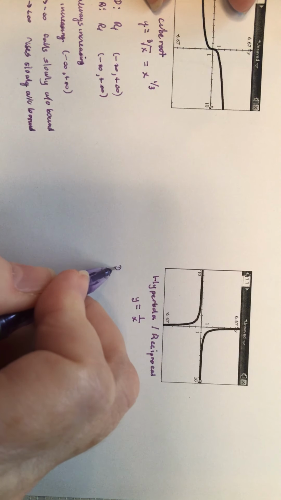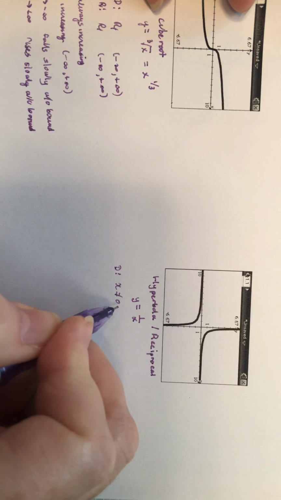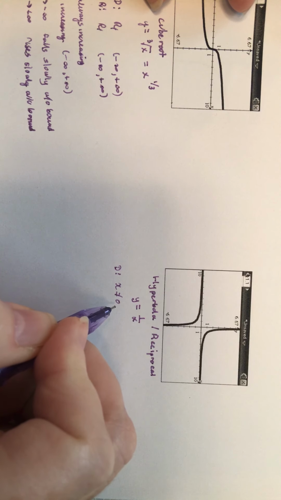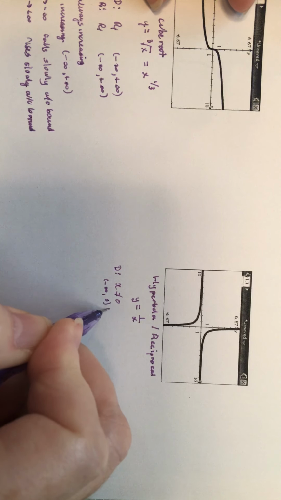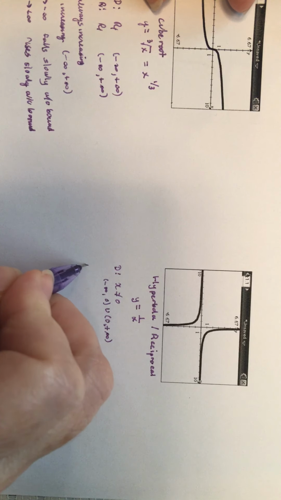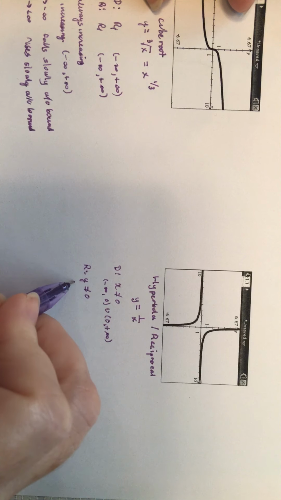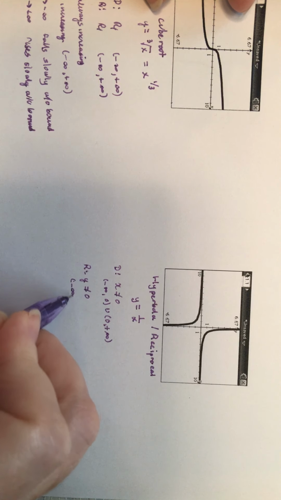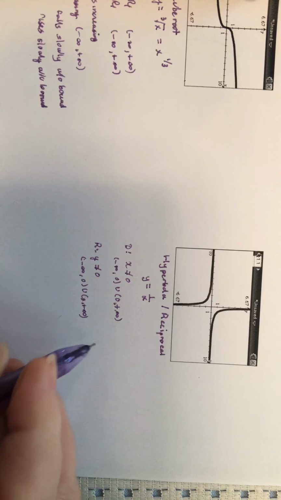Now what happens here? Our domain in this case is x can't be 0, or you could say, oh, I go from negative infinity to 0, union 0 to positive infinity. And my range, y cannot be 0, that is f of x. Or I could do the same thing over here and write it in interval notation.